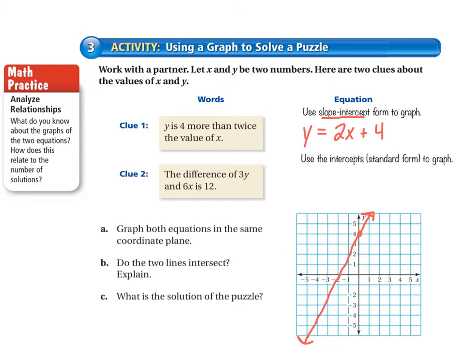Okay, there's that one. And then for the second clue, it says the difference of 3y and 6x, which means to subtract, right? So the difference of 3y and 6x, in that order, equals 12. Now, this one says use standard form and graph using the intercepts. Just to remind you, we did that last chapter, so we can do that. Instead of writing this in slope-intercept form, which we could do, it wants us to use standard form.